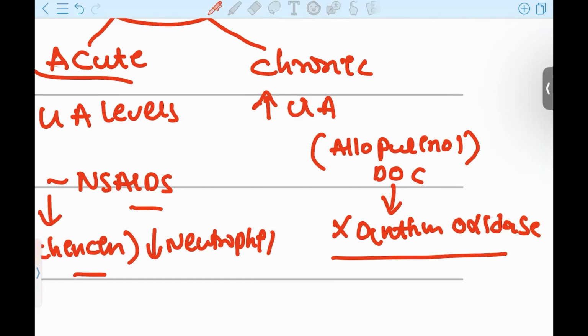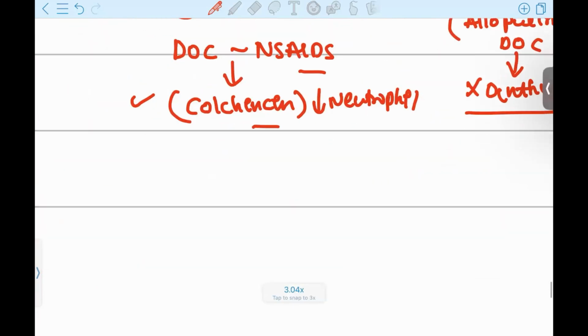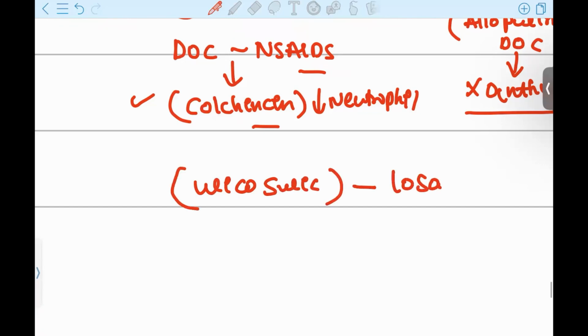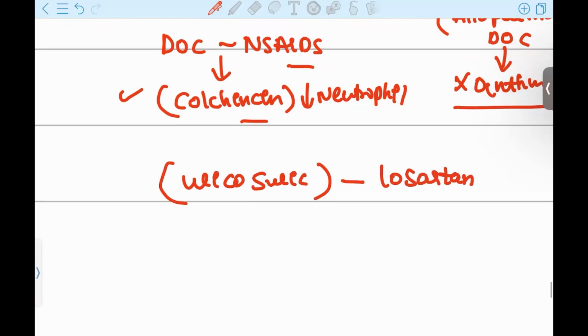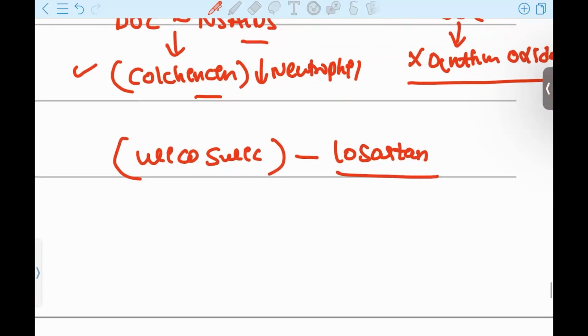And some of the other drugs like your uricosuric drugs. What are those uricosuric drugs? One of the drugs is losartan. We already discussed that losartan is an ARB, but losartan also has this role. It will decrease the uric acid in the blood.